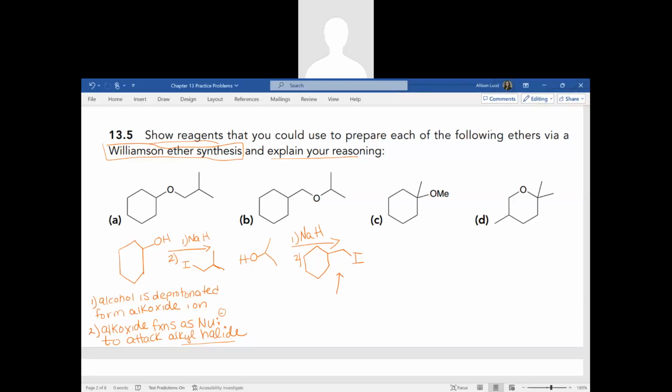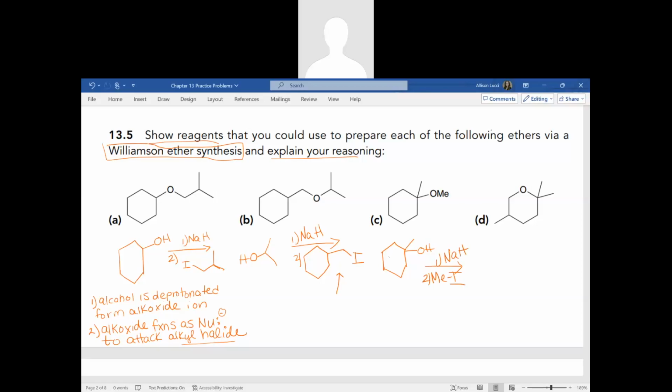So let's take a look here at compound C. Again, we would use this as our alcohol, the more sterically hindered alcohol. Then we would use methyl iodide as our substrate in part 2. So first deprotonate, and then methyl iodide can be used to perform this Williamson ether synthesis.